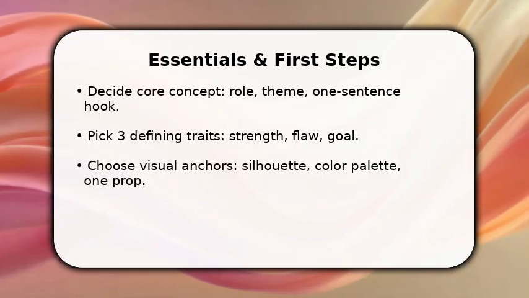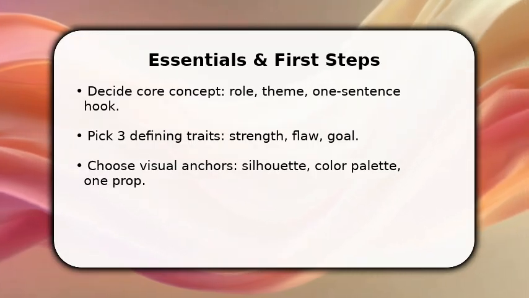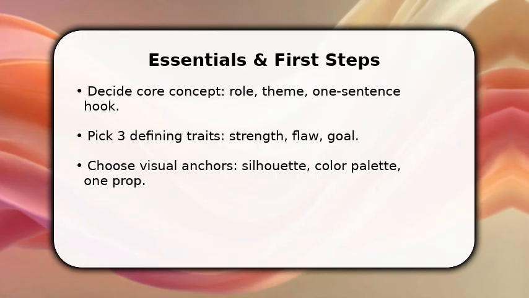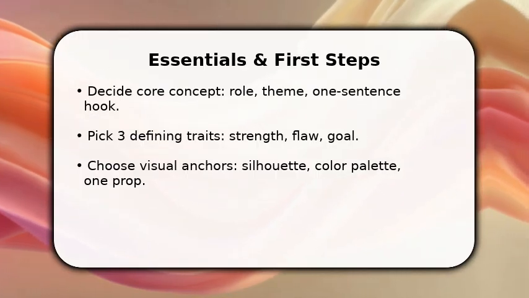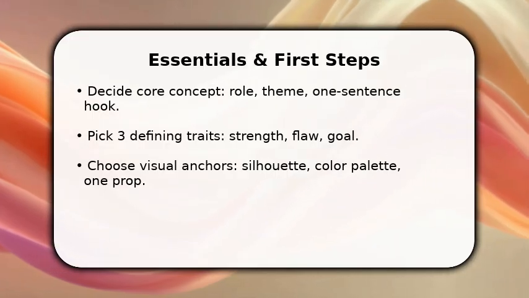You start by locking the core concept, who this OC is and what drives them. Pick 3 defining traits now so decisions stay consistent. Once done, choose a clear silhouette, 2 main colors, and 1 prop that tells a story at a glance.